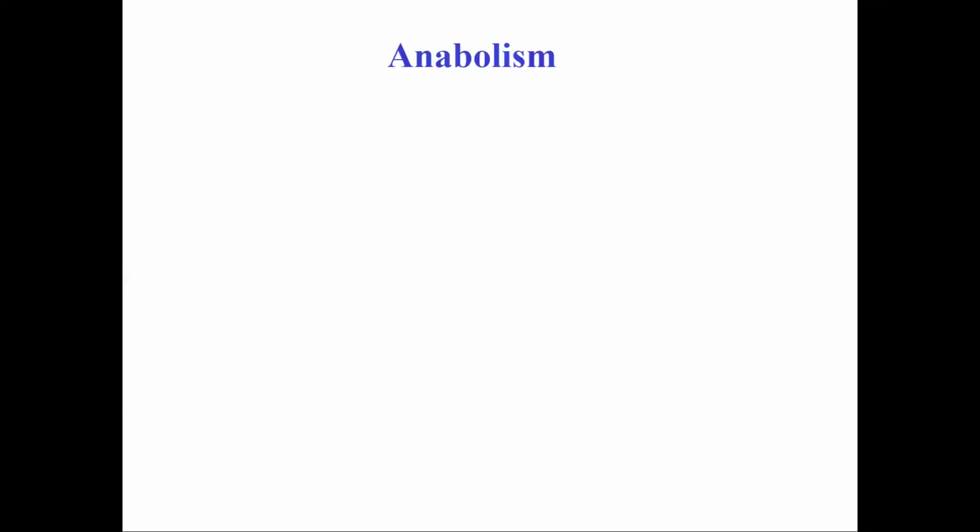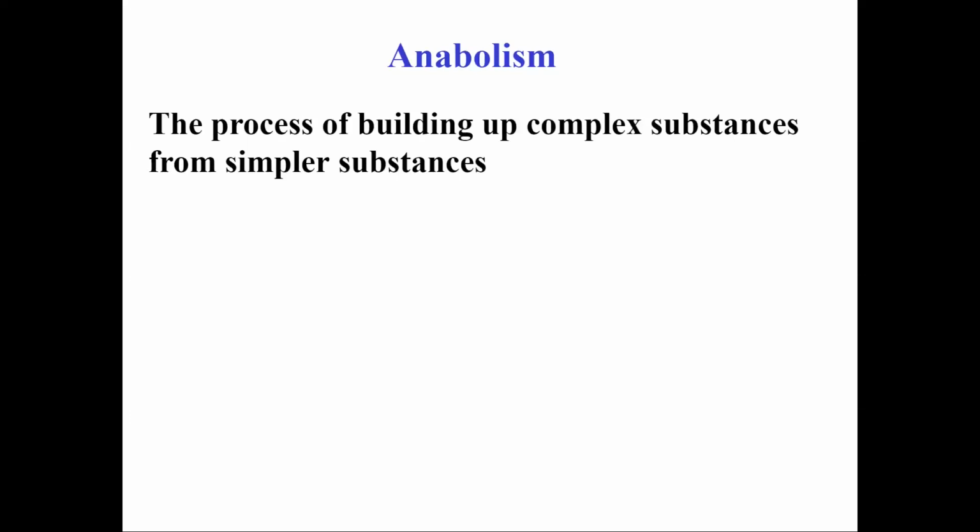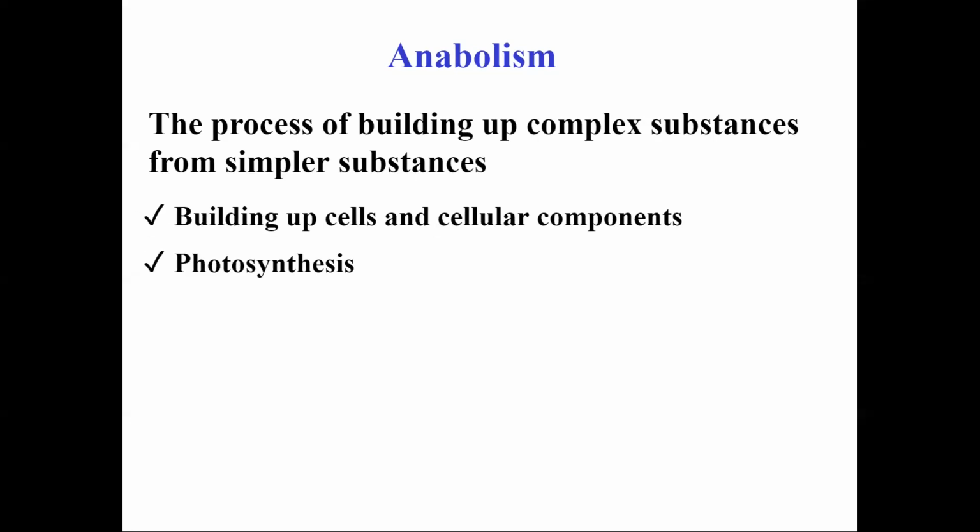There are different types of the way we can use energy. The first is anabolism. Anabolism is the building up of complex substances from simpler substances. An example of this is photosynthesis. Photosynthesis is where we take carbon dioxide and water, and we build that up into sugars. And then also you can build up cells and other cellular components.